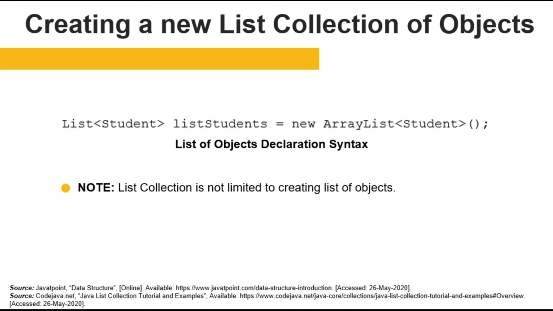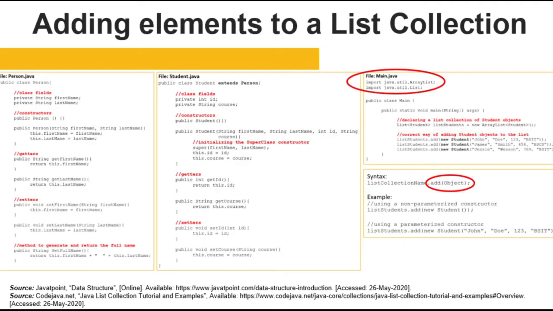List is the class for us to declare and use a list collection object. Student inside the greater than and less than symbols is the class to be used to make object instances inside the list collection. List collection is not limited to creating a list of objects. We can also use the primitive data types, integer, double, float, string, etc. to create lists. But throughout this video lecture, we will only work with creating list collections of our user-defined classes.